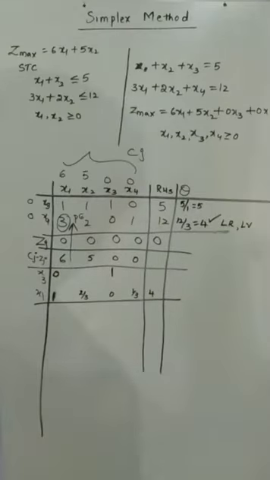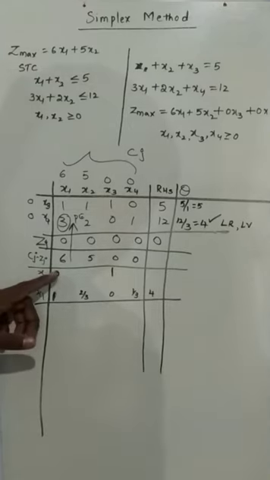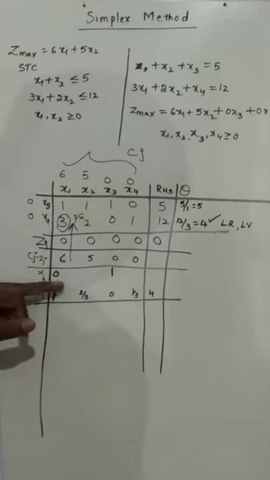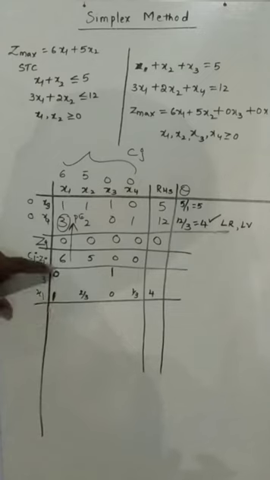Okay. What operation can you do? I want to get 0 here and 1 here. So what I'll do is subtract x1 from x3. Will you get 0 and 1 in these places? We'll check it out. 1 minus 1, 0.